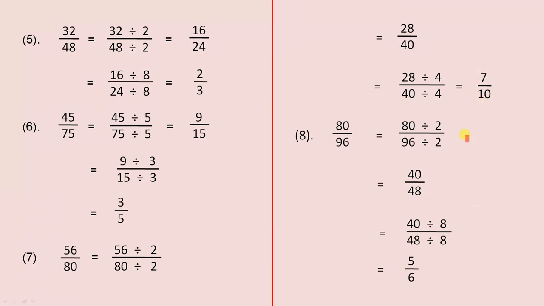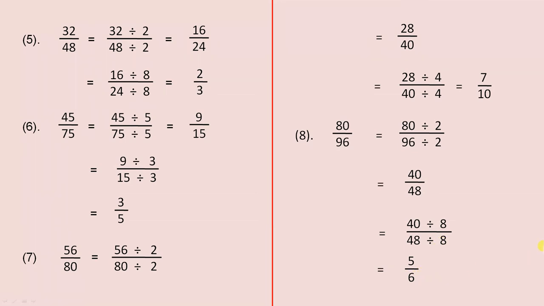And finally, 80 over 96. Again, they're both even numbers, both divisible by 2. 80 divided by 2 is 40. 96 divided by 2 is 48. So we have 40 over 48. They're both divisible by 8. 40 divided by 8 is 5. And 48 divided by 8 is 6. So the answer is 5 over 6.